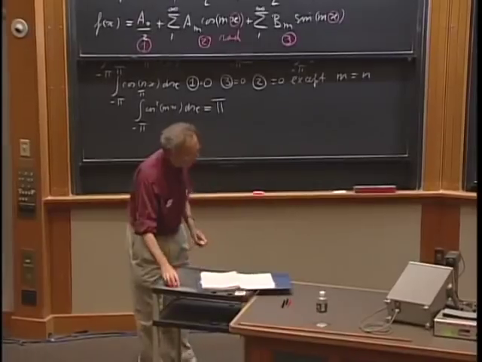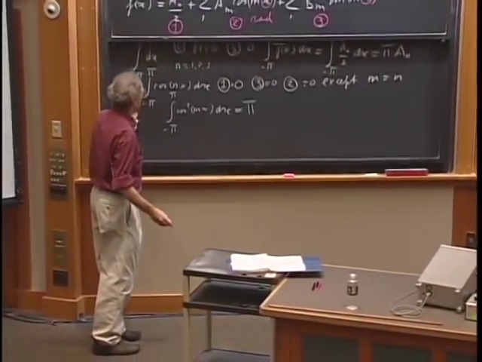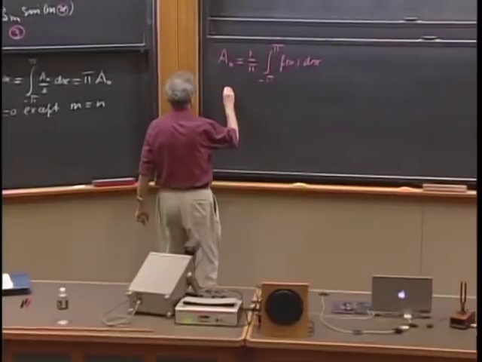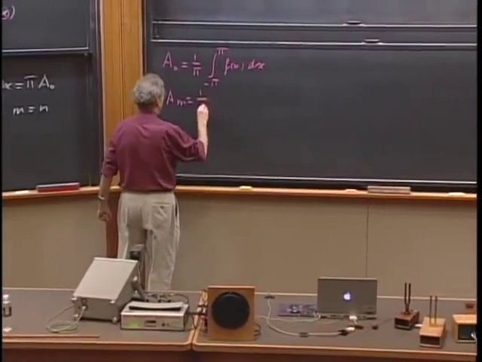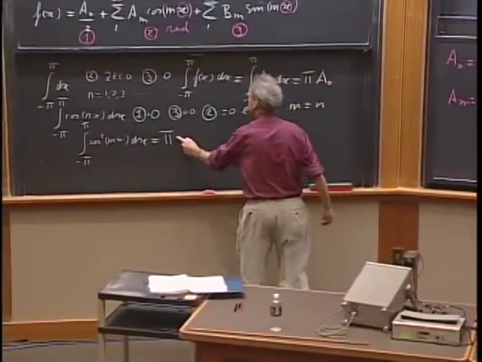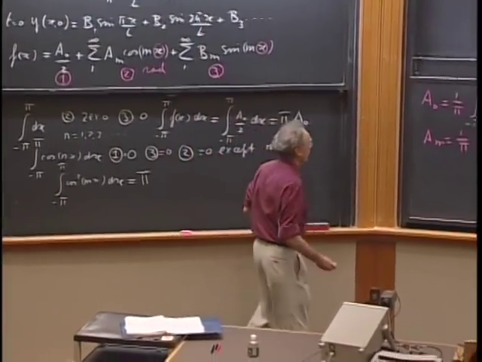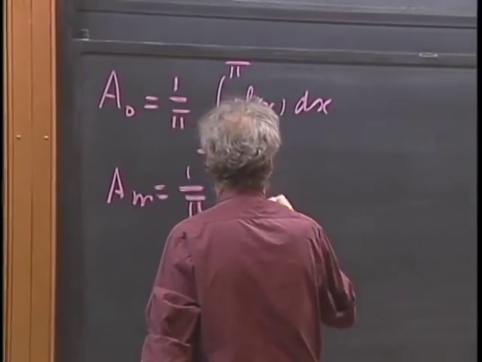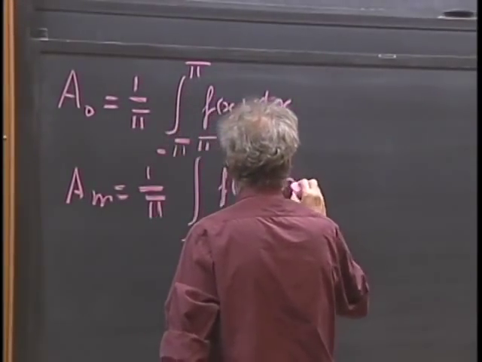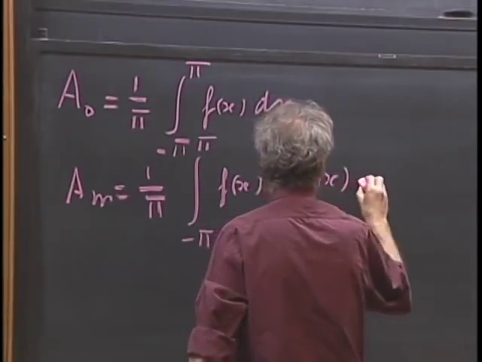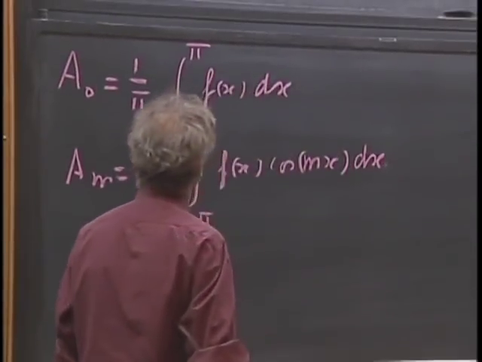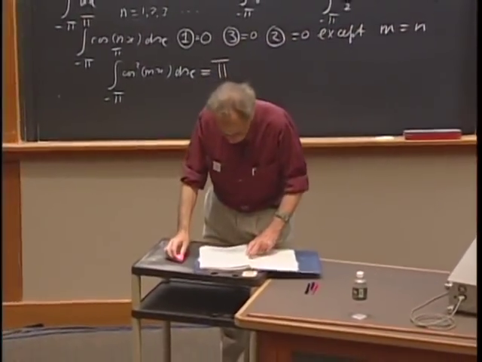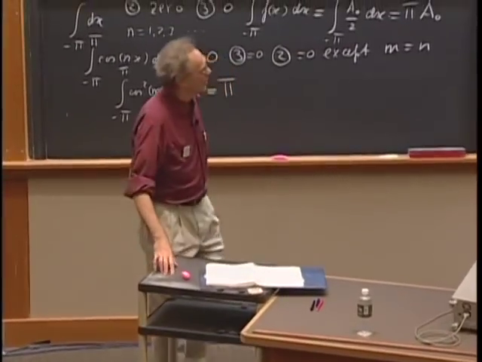So now we have a recipe for a of m. Because a of n now is 1 divided by pi, that is this pi that comes from the integral of the cosine squared, times the integral between minus pi and plus pi of function f(x) times the cosine of m x dx. So we know now how to calculate a0, and we know how to calculate the values for a of m, and we will, of course, do an example together.